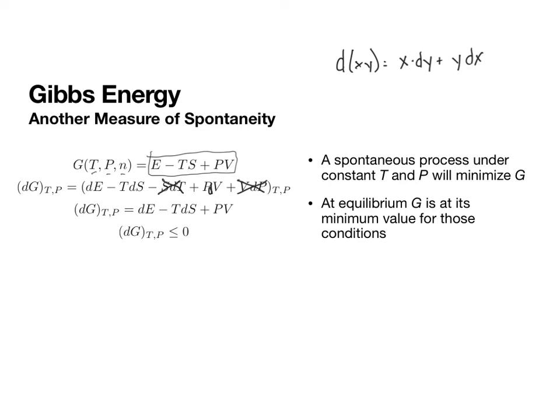So this gives us that dG at constant temperature and pressure is equal to dE minus TdS plus PdV. Since we need entropy to be a positive value for things to be spontaneous, when dG is negative, so really we're looking at the drive from the entropy term, when dG is less than 0, the process is going to be spontaneous. At equilibrium, the Gibbs free energy is at its minimum value for those conditions.